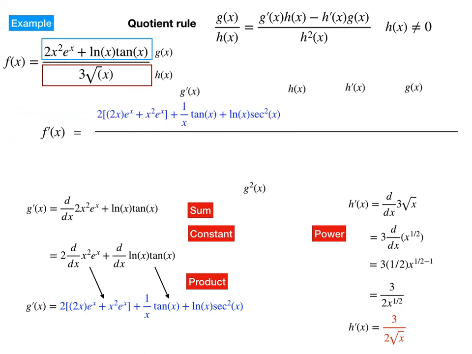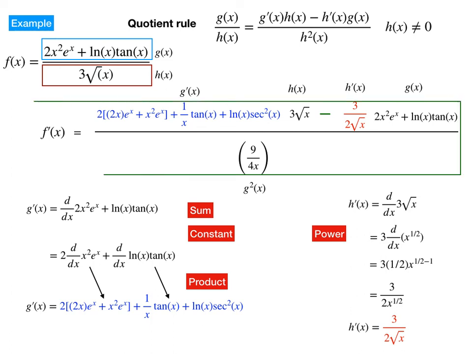So we have g prime of x times h of x, minus h prime of x times g of x, divided by g squared of x. And keep in mind, in the denominator, you have 3 over 2 square root of x, squared. You can simplify it using one of the power rules. So it's going to be equal to 9 over 4x. So as a conclusion, the derivative f prime of x equals this function.